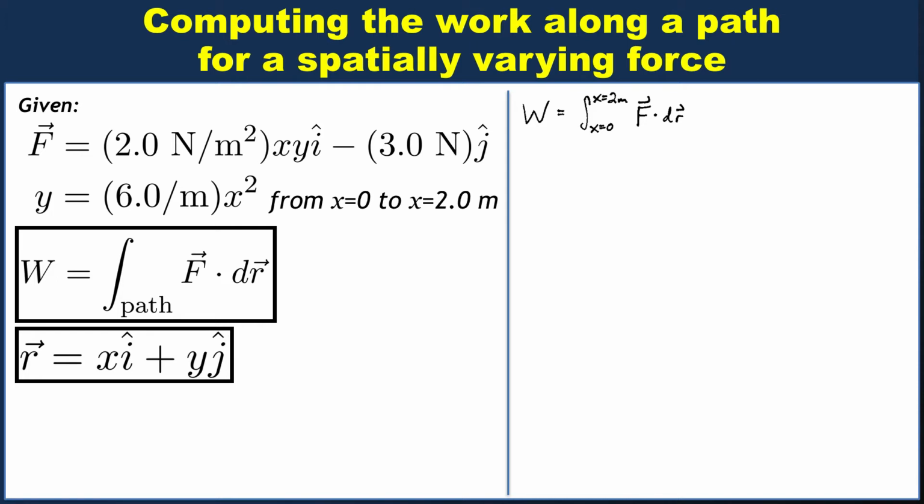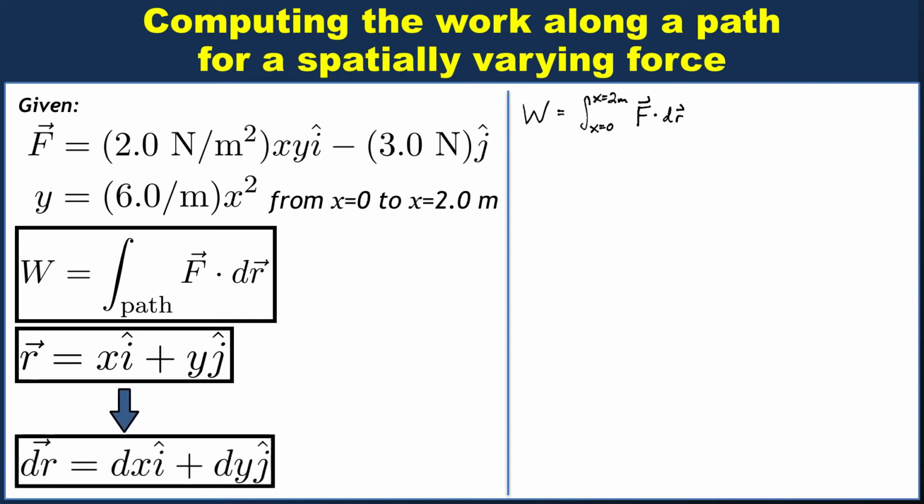Now, given that both the force and the path are written in terms of x and y, our first task should be to rewrite dr into something involving either dx or dy. And we can do that if we look at the position vector and consider a differential element of r. Well, the i hat and j hat directions don't change, so the differential element of r just becomes dx i hat plus dy j hat. And we can substitute that expression in for dr and the dot product in our integral. So let's do that now.